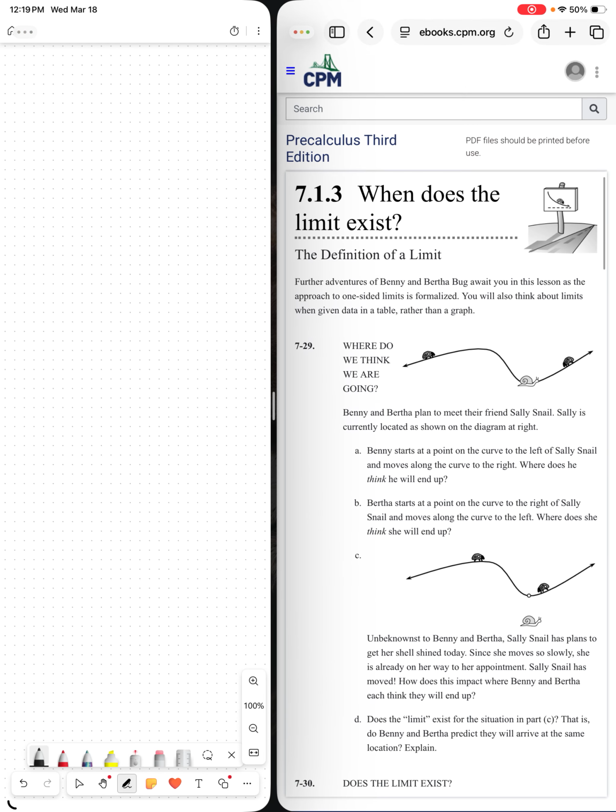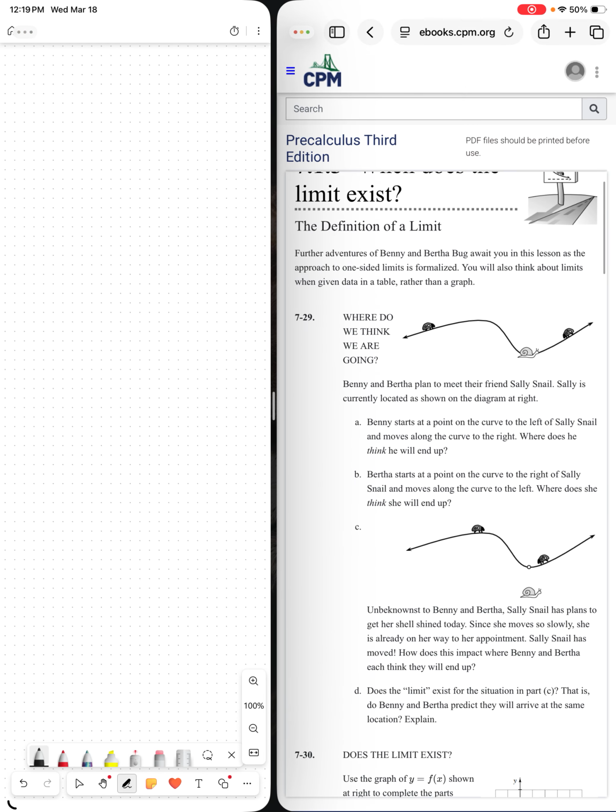All right, 713, does the limit exist? So let's define a limit here. So further adventures of Benny and Bertha, right? We're going to approach one-sided limits, and we're going to formalize this.